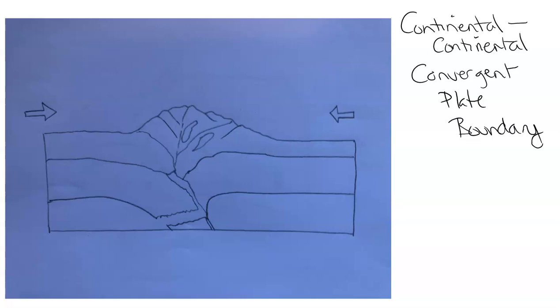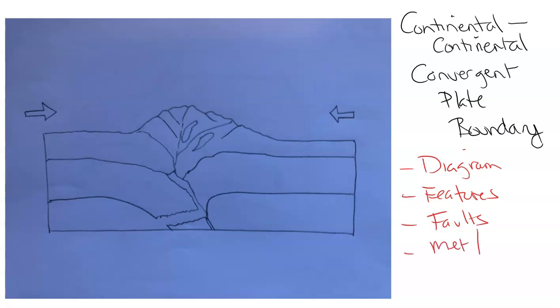So we're going to look at this video, we're going to look at the diagram and annotate it and discuss it. We're going to look at the features that are created in this kind of collision and plate boundary. We're going to look at introduced faults and where these come in. We're going to look at some metamorphic and some igneous rocks and how they fit in. And we're going to look at orogeny, in terms of the process of building mountains. All right, so here we go.